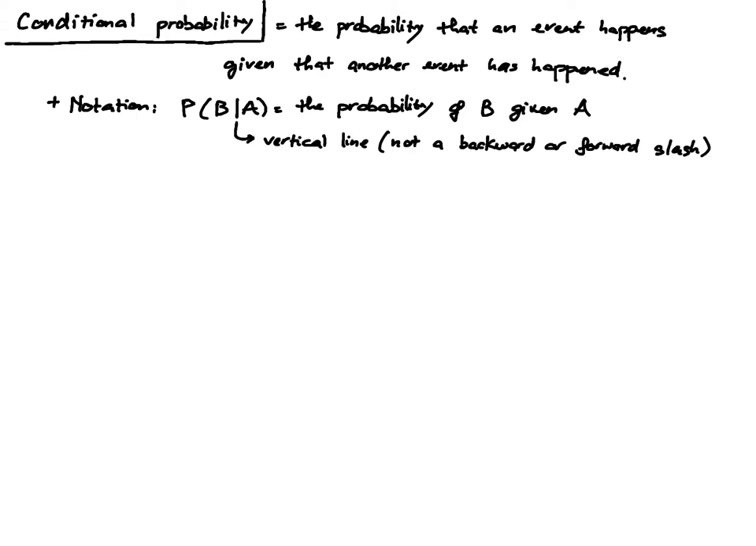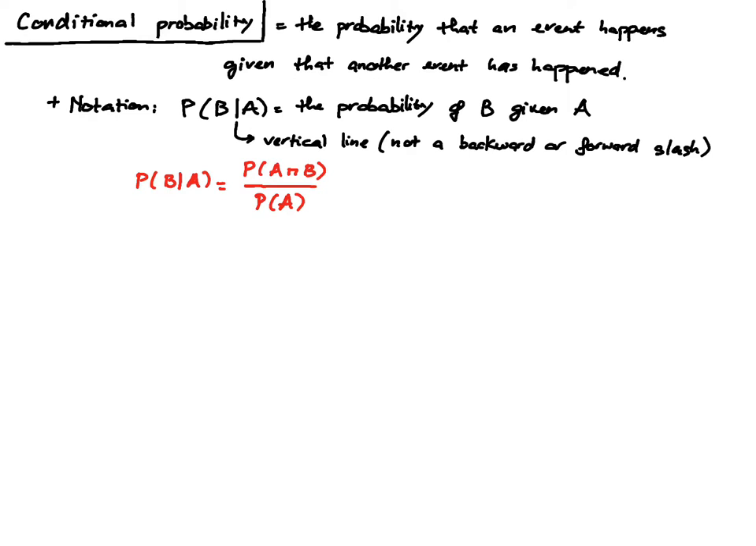How do we actually compute this probability? So we have the following formula. The probability of B given A is equal to the probability of the intersection of A and B divided by the probability of A. We will go back to the intuition behind this formula in just a little bit.